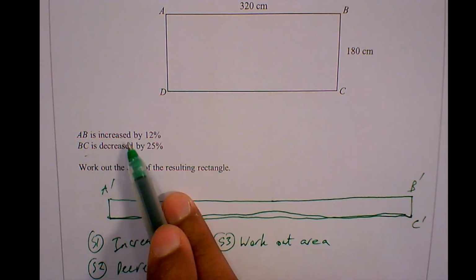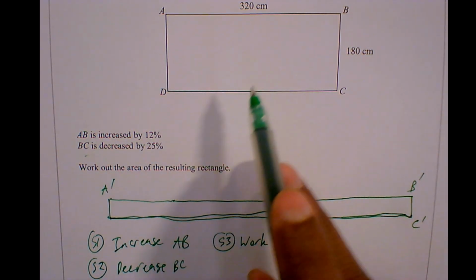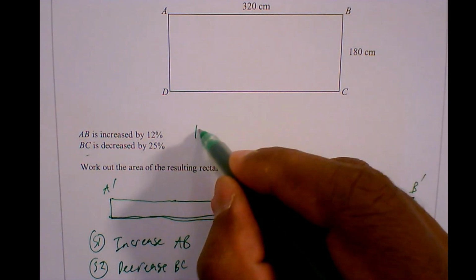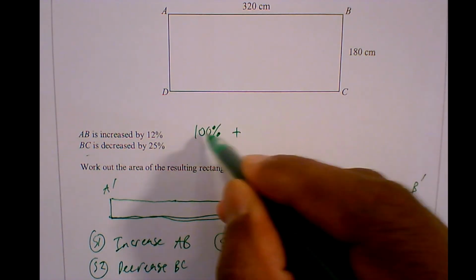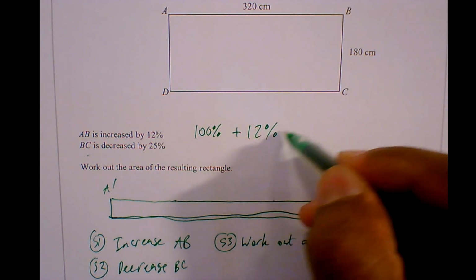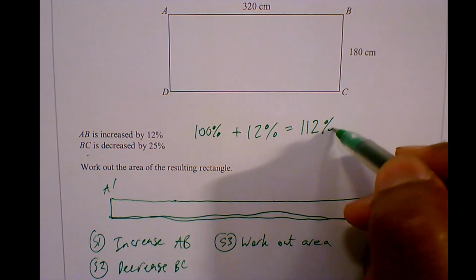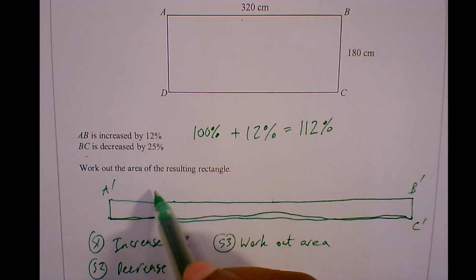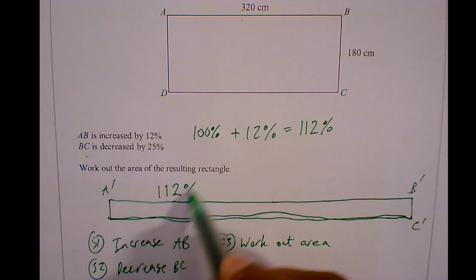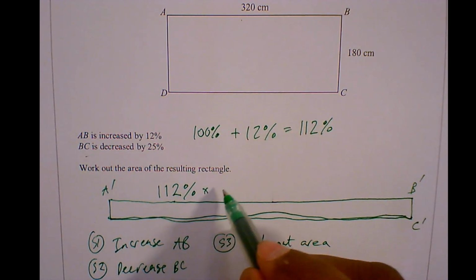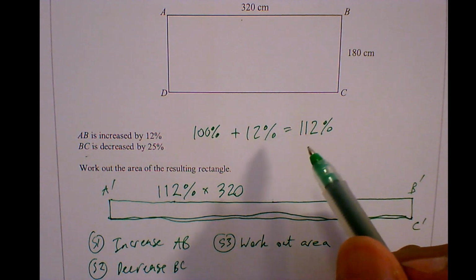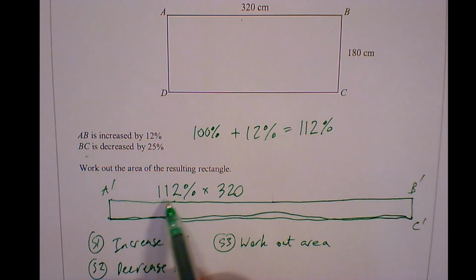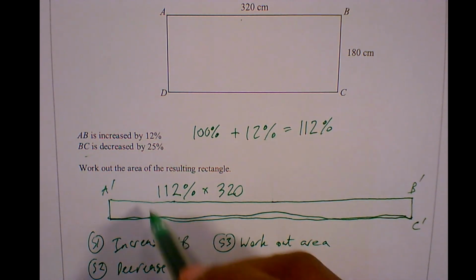So I'm going to do the increase first. Because I'm increasing, I always start with 100%. Because it's an increase, I add 12%. That gives me 112%. So I'm going to do 112% times 320. I can use my calculator. If you forget how to use the percent button, you divide 112 by 100, which becomes 1.12.